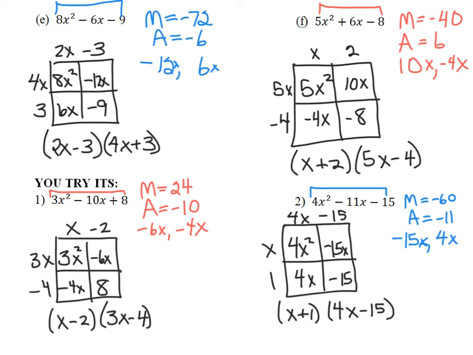So when I made my box, the first row had an x in common. The second row didn't have anything in common, so that's when I put a 1. The first column has a 4x in common, and the second column has a negative 15. So my factors are x plus 1 times 4x minus 15.